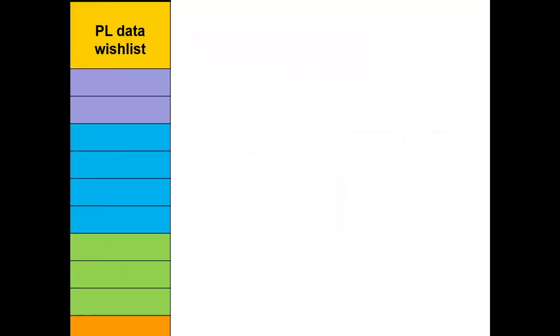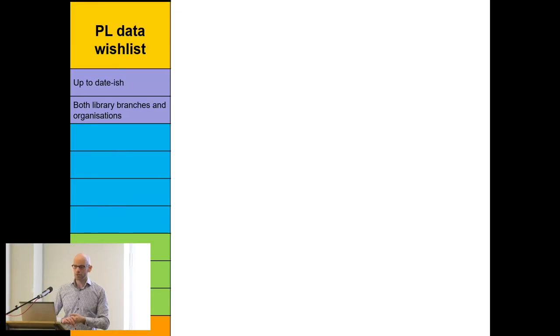So this is my birthday list for my ideal public library data list. And what's on my list? First of all, the data I want to have must be up-to-date-ish. It must be fairly up-to-date, so it doesn't have to be real-time, but a delay of a couple of months or half a year with official publication is okay for my purposes. And I want to have both the library branches and the library organizations.